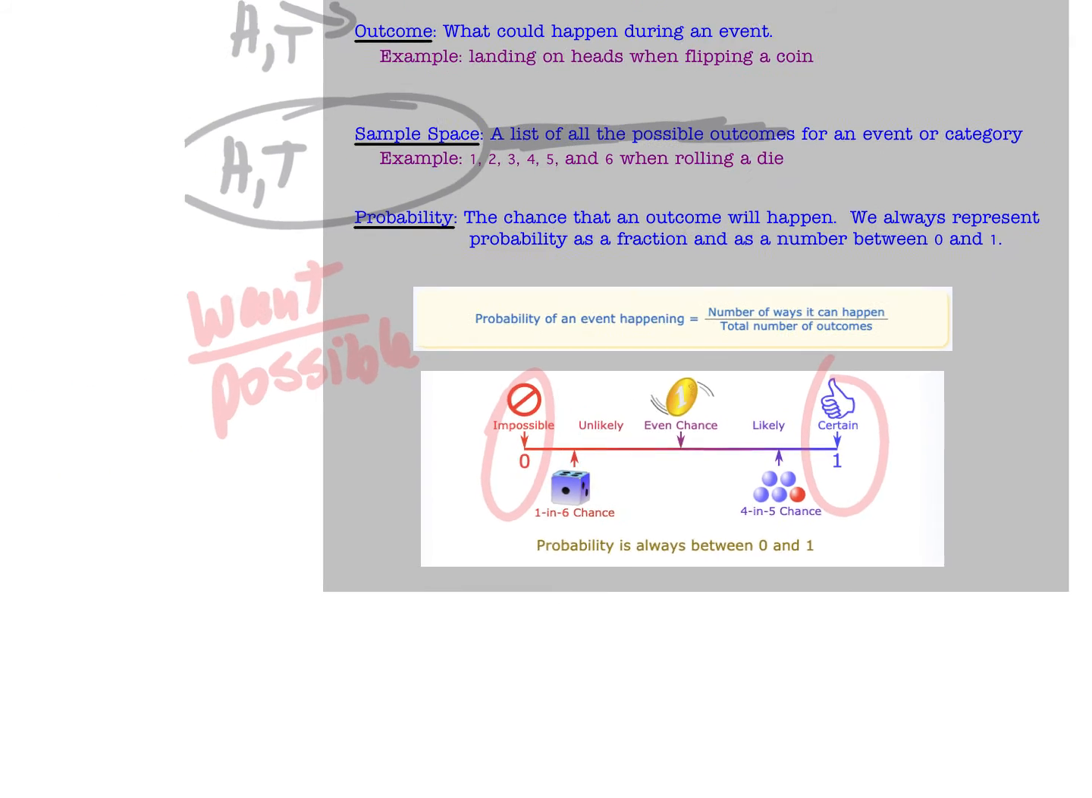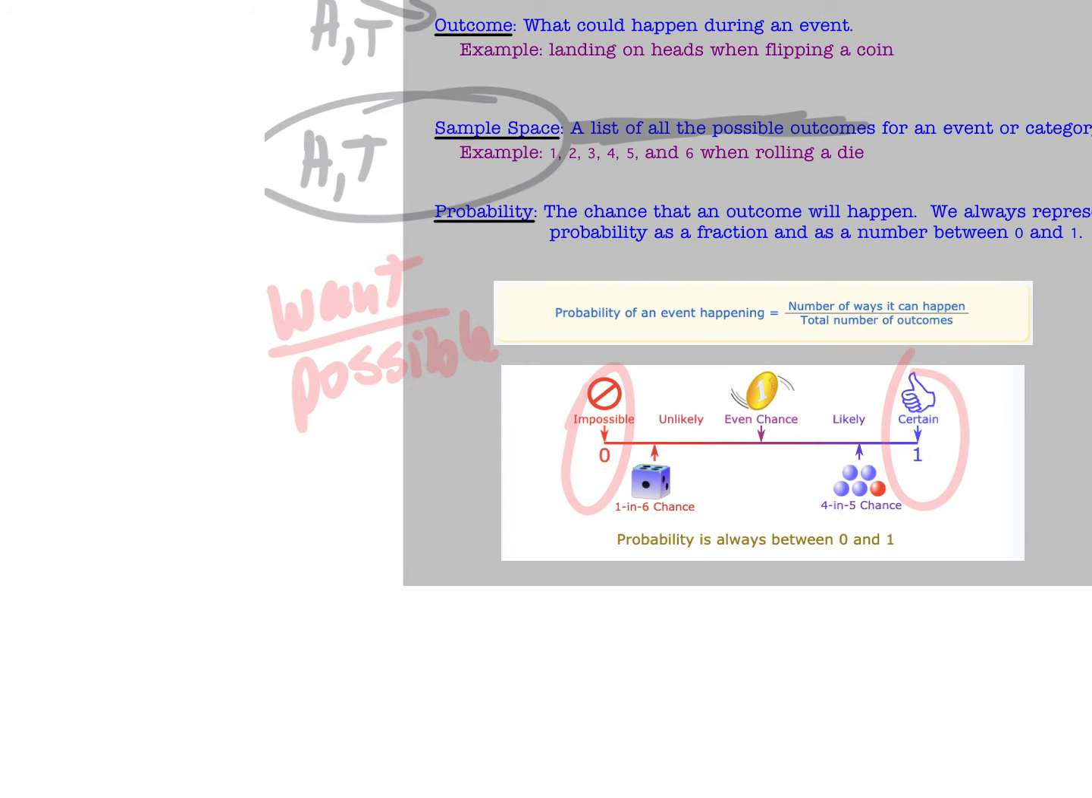So again, if we're flipping that coin, what we want is heads, let's say. Then you have one thing that you want to happen out of how many things could happen? 2. So 1 out of 2 is 0.5. This is a good answer. Usually the books like to use just decimals. We're actually okay with fractions or decimals on today's little assignment.